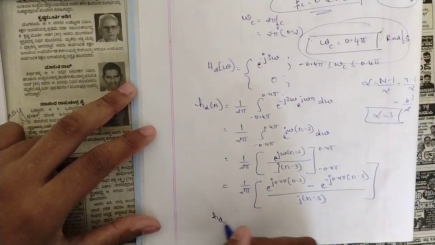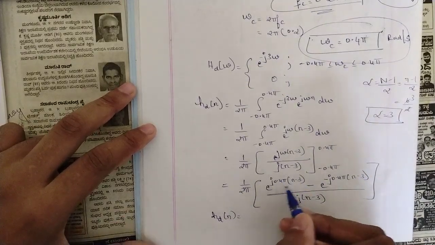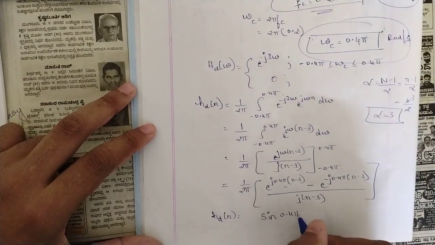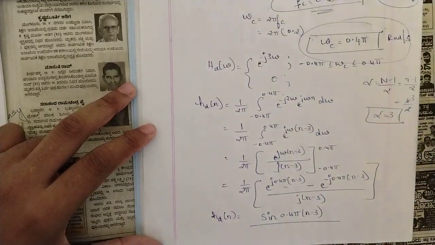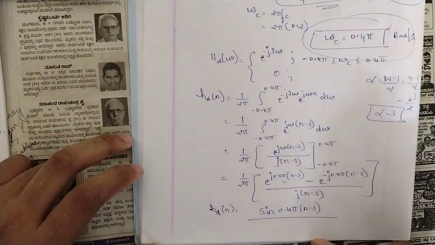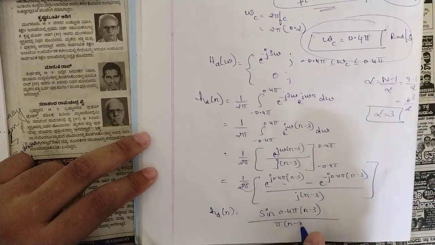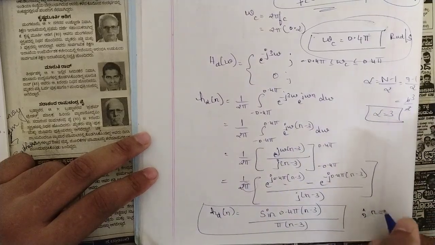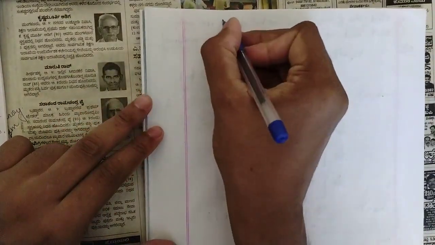So this would be equal to hd of n is equal to, so here in place of theta what we have is 0.4 pi n minus 3, so sine 0.4 pi n minus 3 divided by 2j goes, so we are left with pi n minus 3. So this hd of n value is for n not equal to 3, right? So now let us solve for n equal to 3.